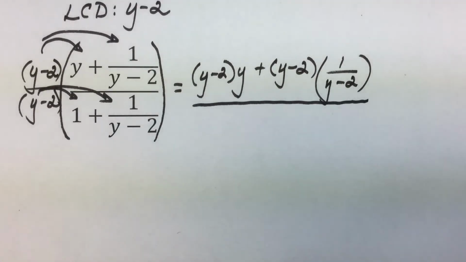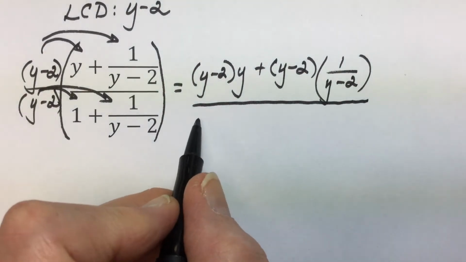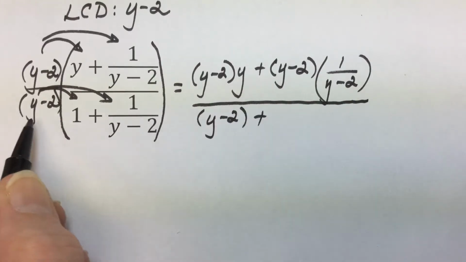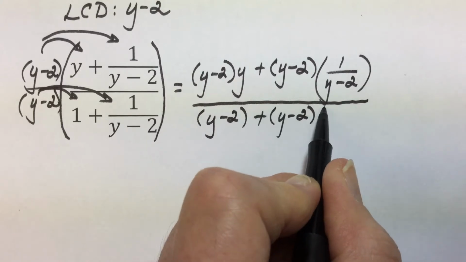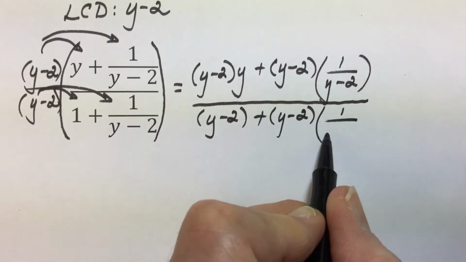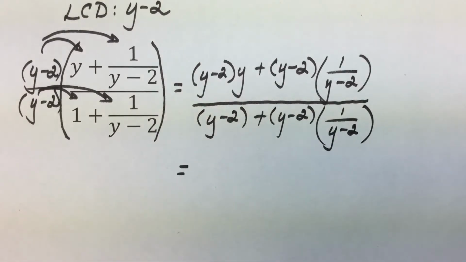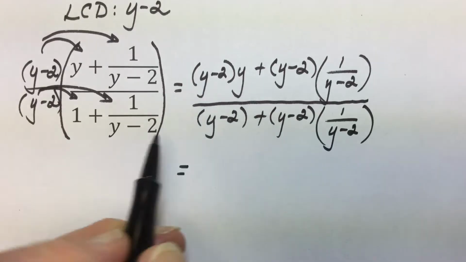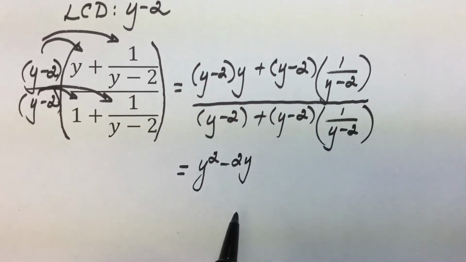That takes care of the distributive in the numerator. The denominator, we have a y minus 2 times 1, which will be y minus 2, plus distributing it times the second term is a y minus 2 times the rational number there of 1 over y minus 2. Simplifying, we need to use distributive property again. Y times y is y squared. Y times 2 is 2y.